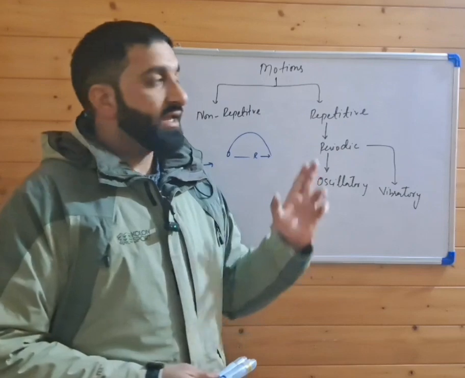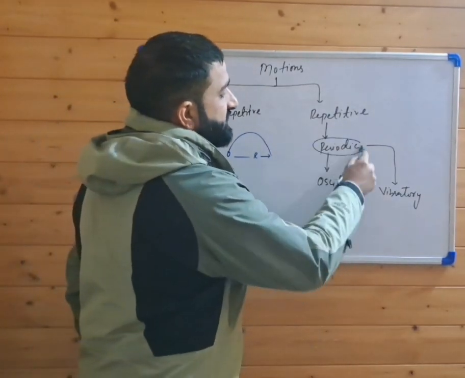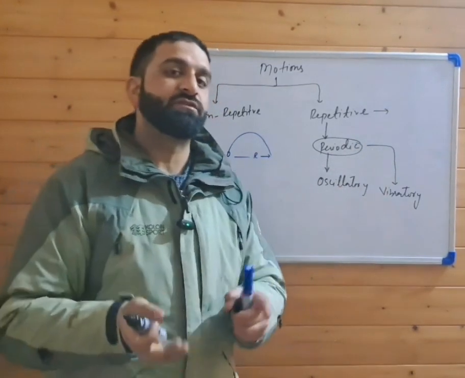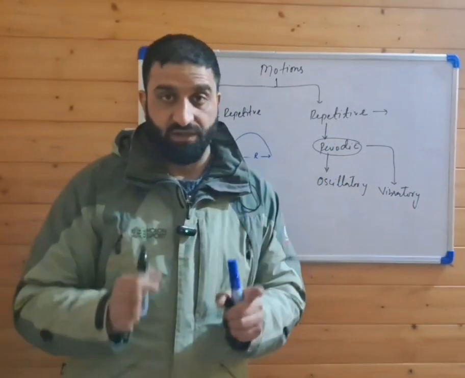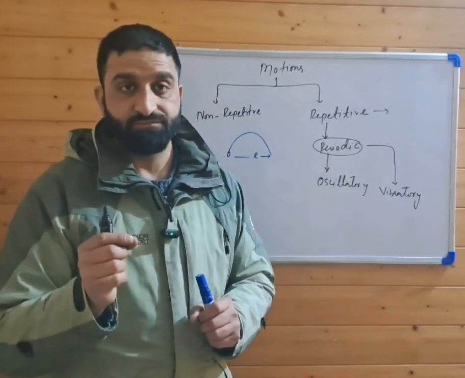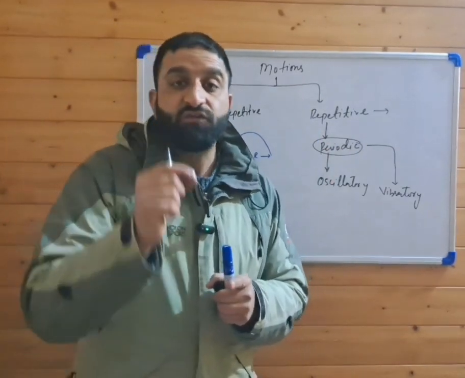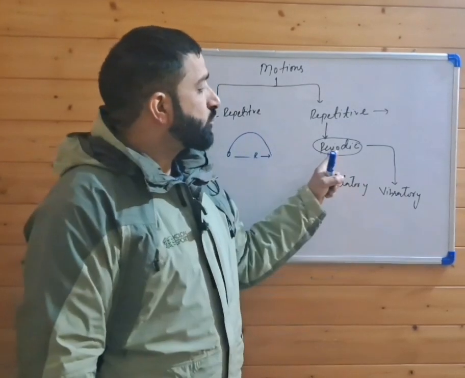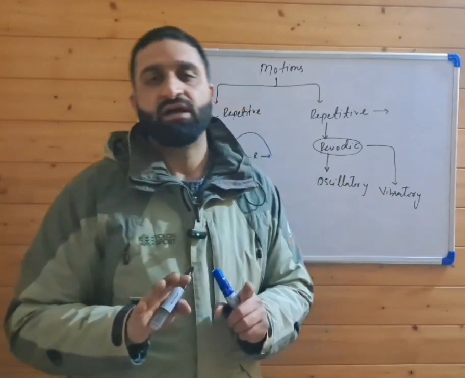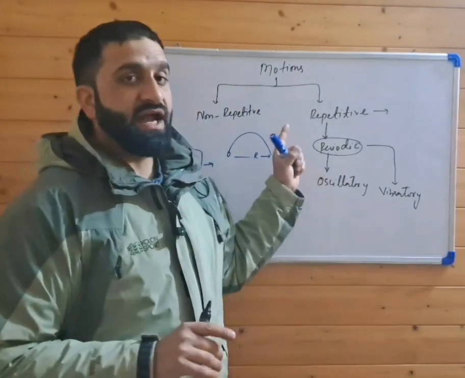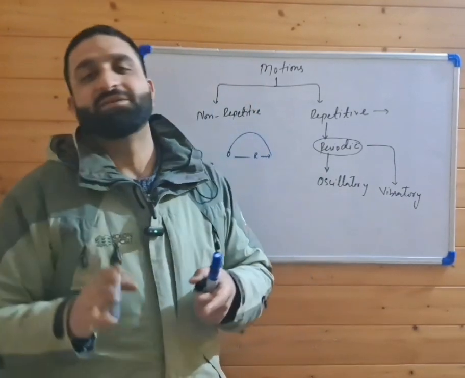Now, if they repeat themselves after a regular interval of time, those are called as periodic motions. If they just repeat themselves, if time period is not important, these motions are not called as periodic motions but are repetitive. I will repeat it. Repetitive motions are those motions which repeat themselves. If they repeat themselves after a regular interval of time, those are called as periodic motions. If the time period is not important, those are called as repetitive motions. Now, that means all periodic motions are repetitive, but all repetitive motions are not periodic.